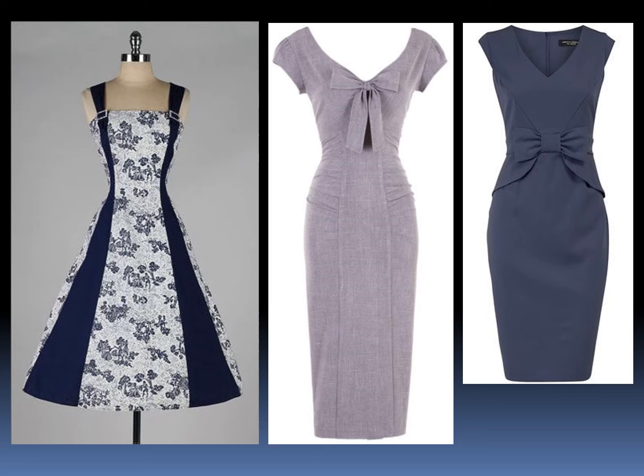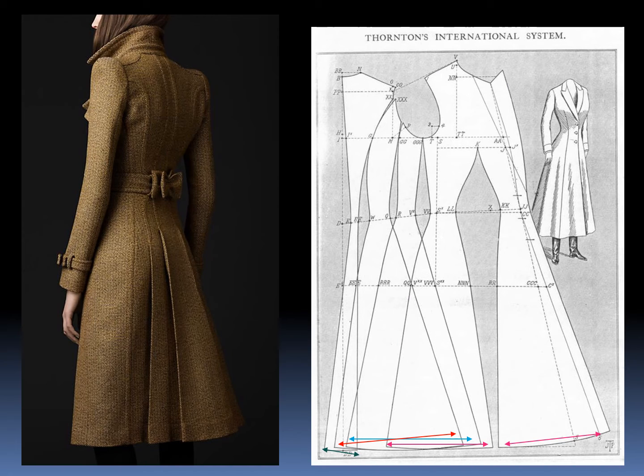Decorative color cutouts. Another example of controlled fullness on the side. Princess seam released into pleats on the back of that coat. And then on the historical pattern, you can see how the front of the coat is all one piece with a big dart down the middle, but it's a princess style dart.